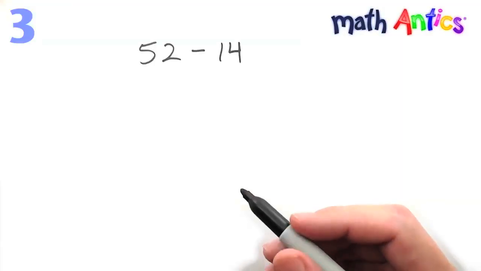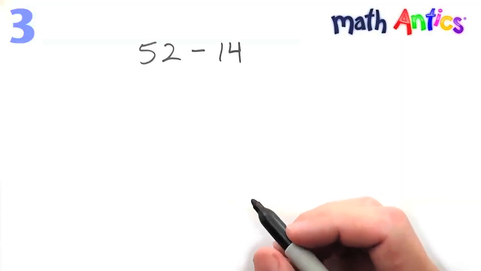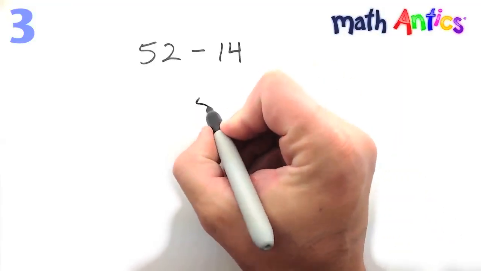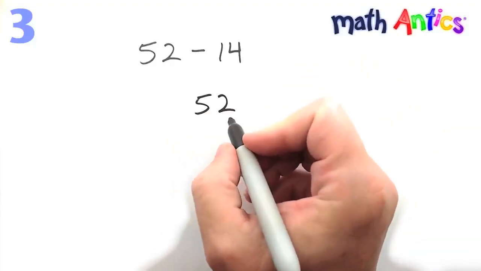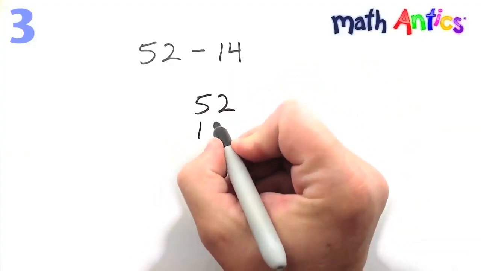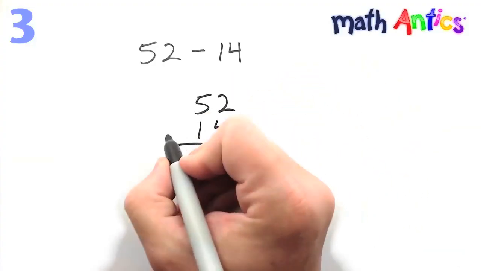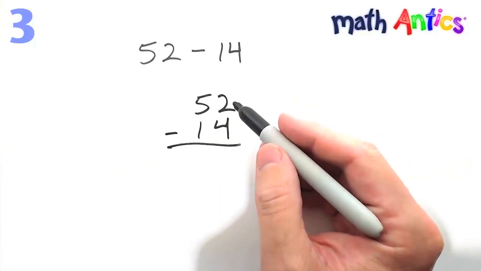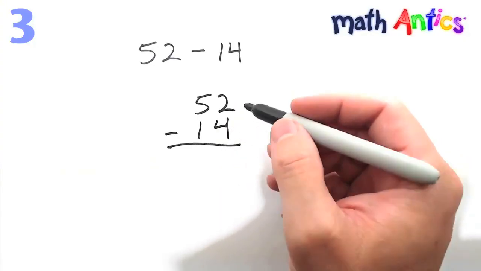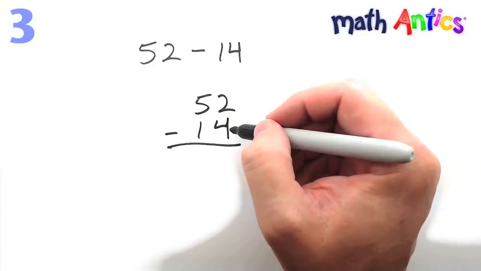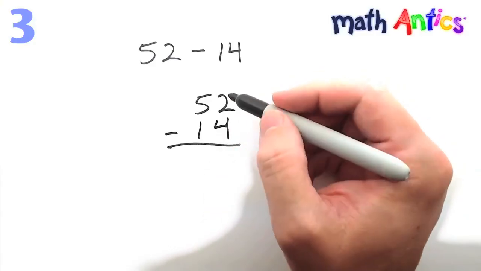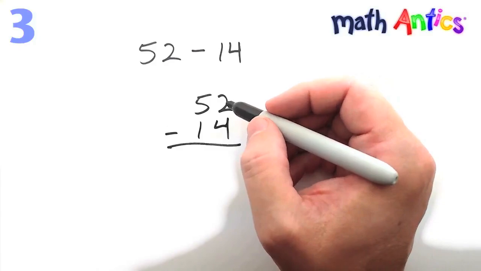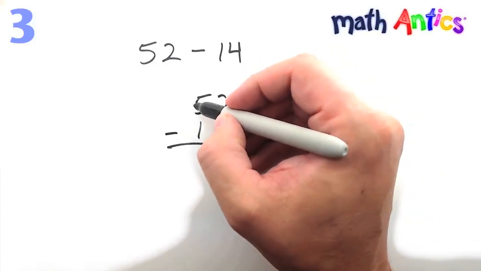For this problem, we have 52 minus 14. So first things first, we need to rewrite it in stacked form. So we have 52, and then right below it, we have 14. Put in our line and our minus sign. Now we need to subtract. We have 2 minus 4. But of course, 4 is bigger than 2, so 2 is not big enough to subtract 4 from, so we need to borrow from the 5 over here.